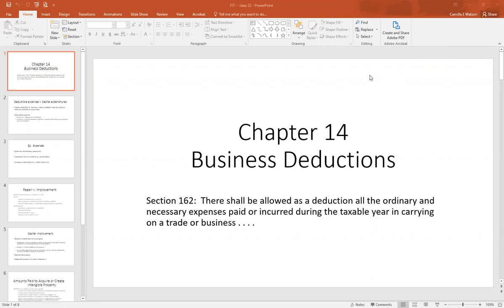So we're going to be starting chapter 14. And up to this point, we've been focusing largely on income items. That is what's included in income and what's excluded. And with assignment of income, we were also talking about who is the proper taxpayer.